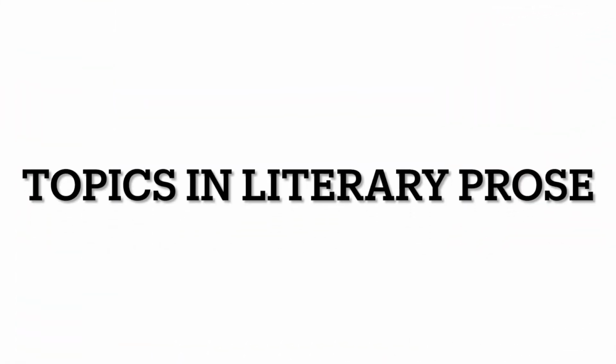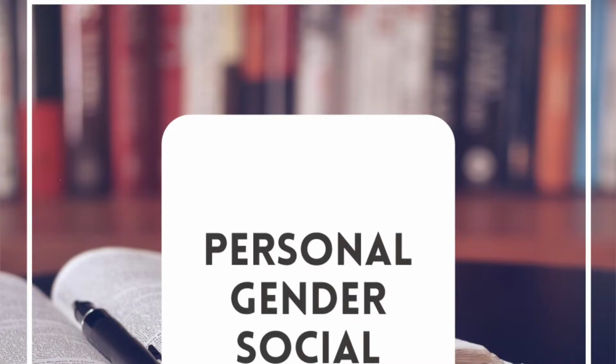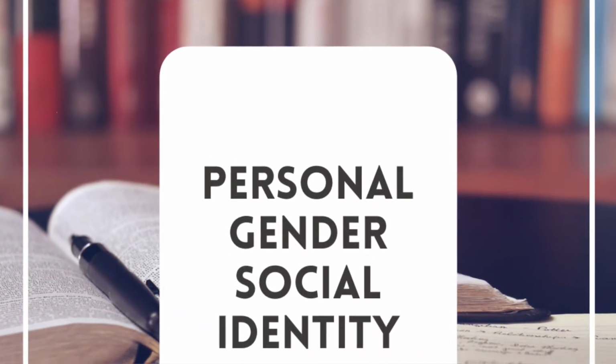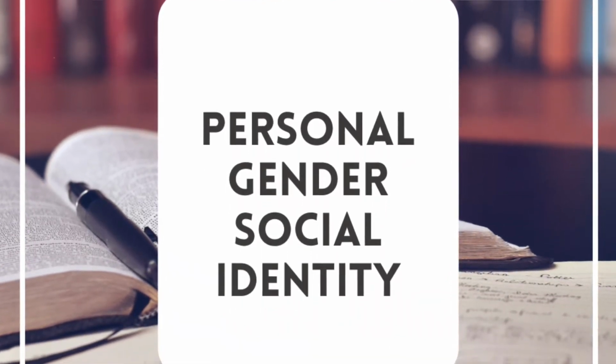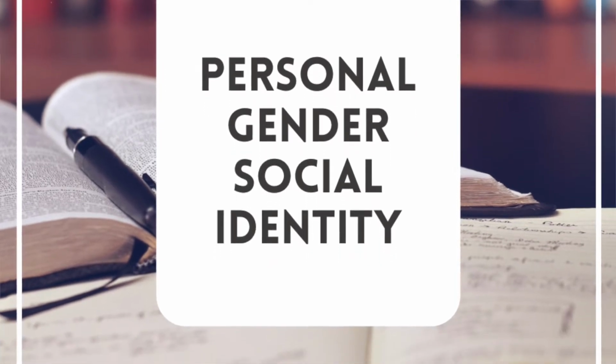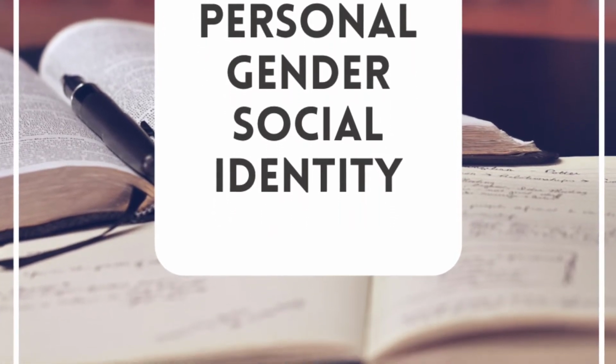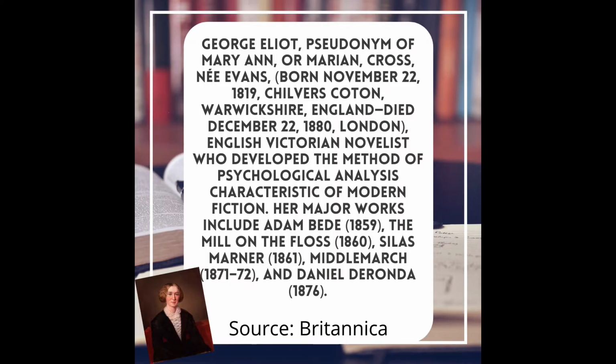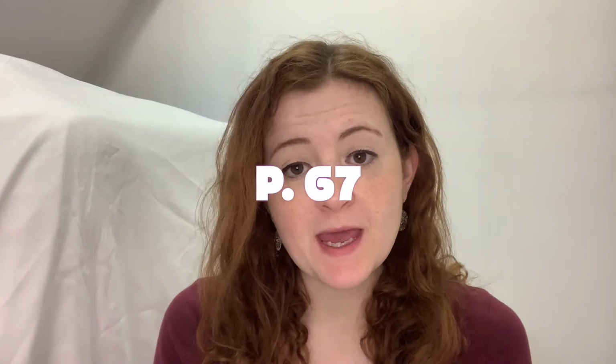Okay, let's have a look now at topics in literary prose. Here are some topics that are very popular in prose. In most cases, novels, especially longer ones, will touch on a range of issues including personal, gender, and social identity. All of the topics mentioned here are explored in George Eliot's 1861 novel, Silas Marner. George Eliot was actually a male pen name used by the female author Mary Ann Evans, a common practice for women at the time. Let's move on now to page 67.